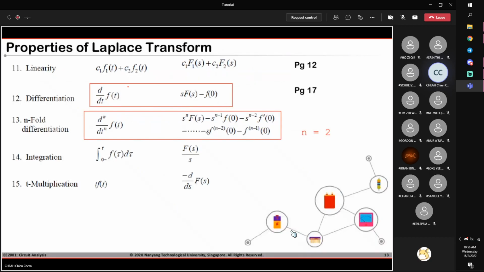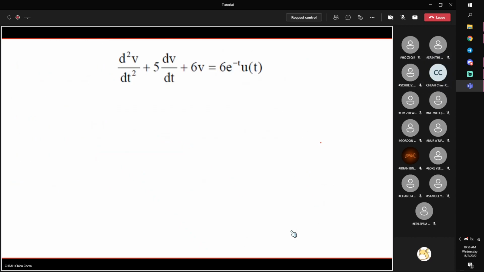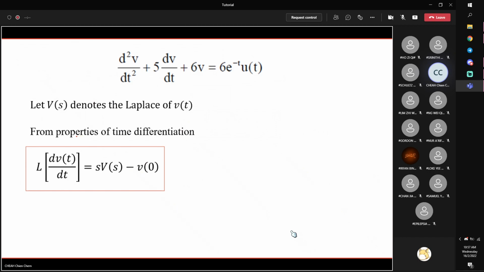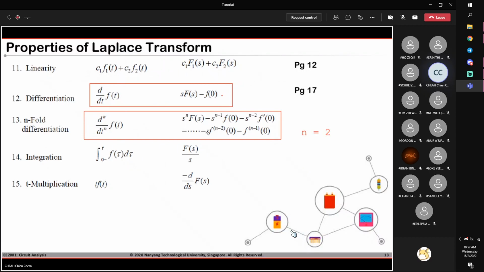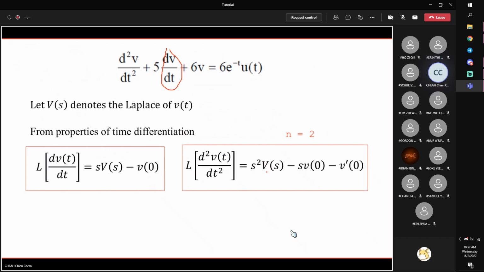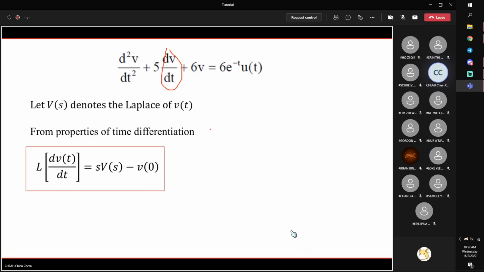I should now make use of the differentiation property. In particular, for second order, I use n equal to 2. Then I can take the Laplace transformation of this differential equation by using the properties of time differentiation. dv/dt, let's start with this one, will be transformed into sV(s) minus v(0). No need to remember, just get it from the table. For n equal to 2, if you use that table, put n equal to 2 into this one, you can also get these equations.